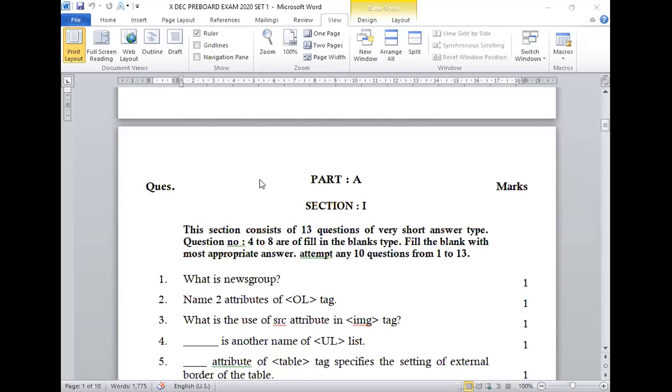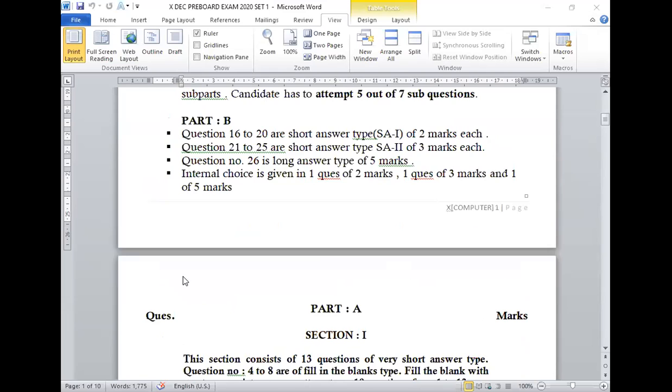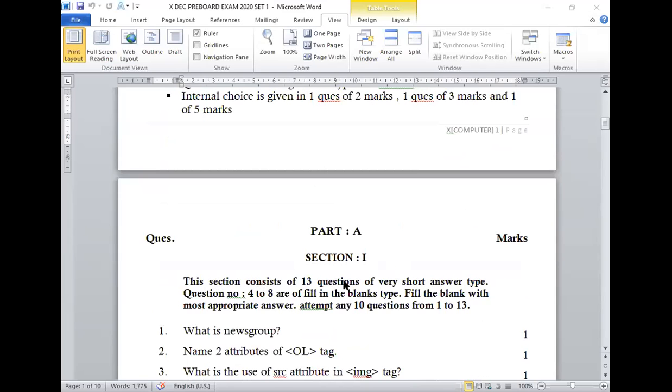Clearly, it is written on the top. Section 1 has 13 questions. Candidate is to attempt 10 out of 13. Then in the beginning of the section also it is written, this section consists of 13 questions of very short answer type. 4 to 8 are fill in the blanks. Attempt any 10 from 1 to 13. But many of you ignored these instructions. In the January pre-board, please be very particular with the pattern and the instructions. Don't try to over attempt.